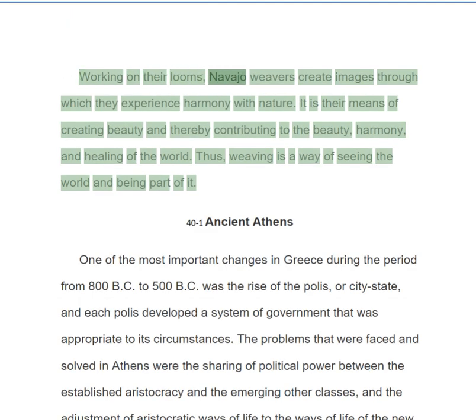Working on their looms, Navajo weavers create images through which they experience harmony with nature. It is their means of creating beauty and thereby contributing to the beauty, harmony, and healing of the world. Thus, weaving is a way of seeing the world and being part of it.